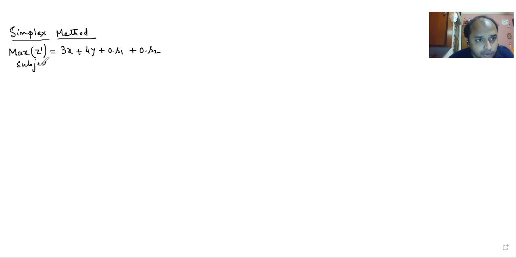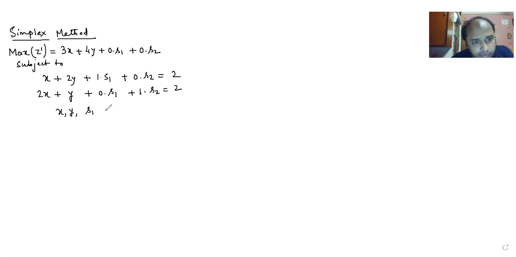Subject to the constraints which we have got: x plus 2y plus 1 into s1 plus 0 into s2 is equal to 2. And the second one is 2x plus y plus 0 into s1 plus 1 into s2 is equal to 2. And all these variables x, y, s1, s2 are non-negative. Now you carefully listen to me and don't blink your eyes, because this part is the harder part.